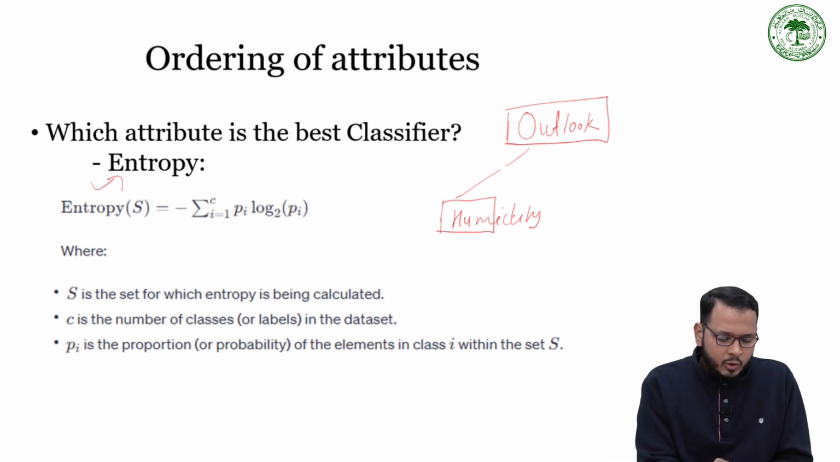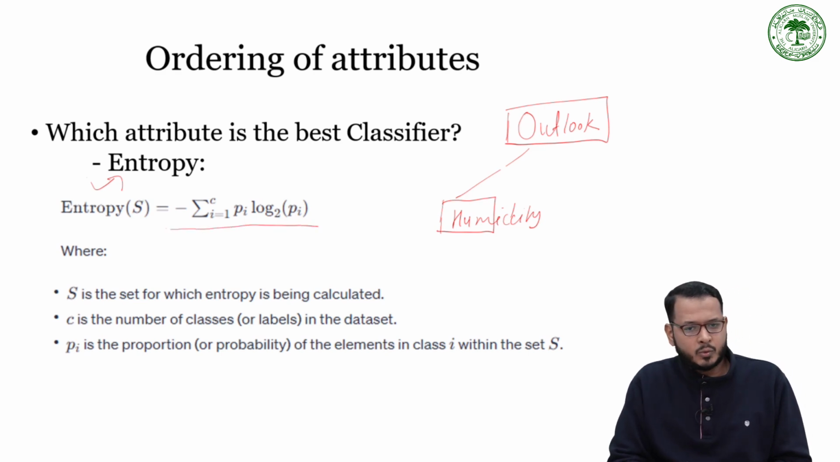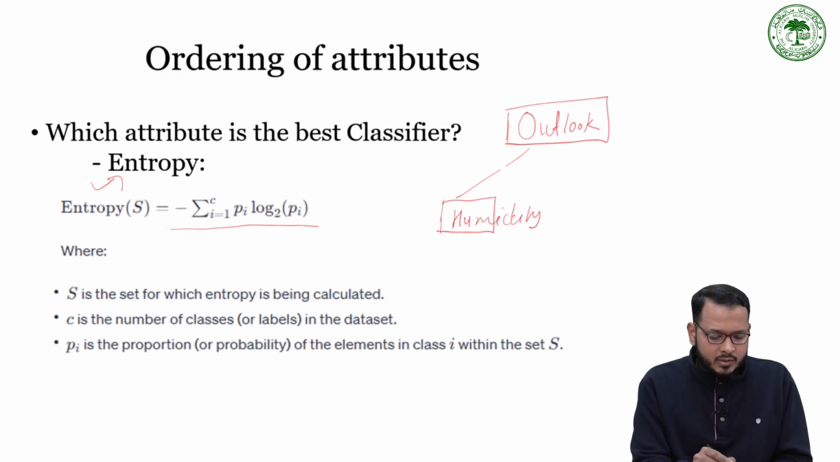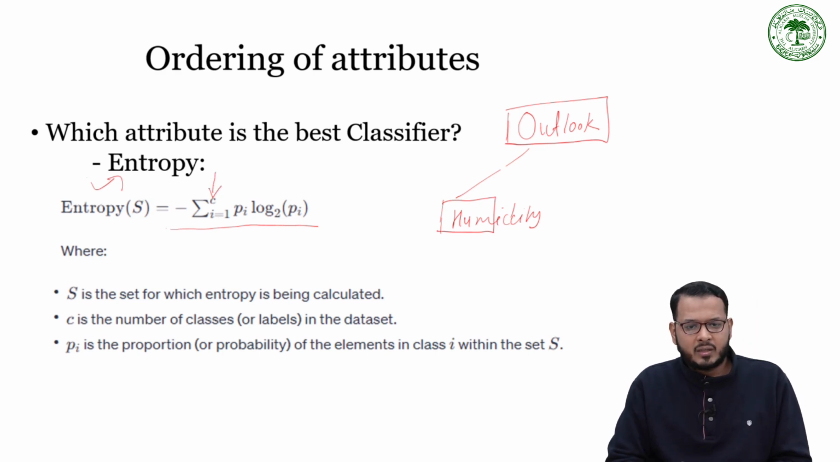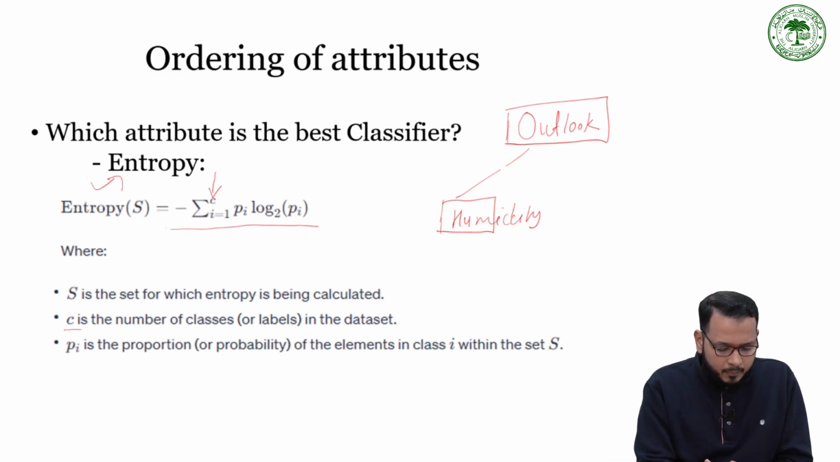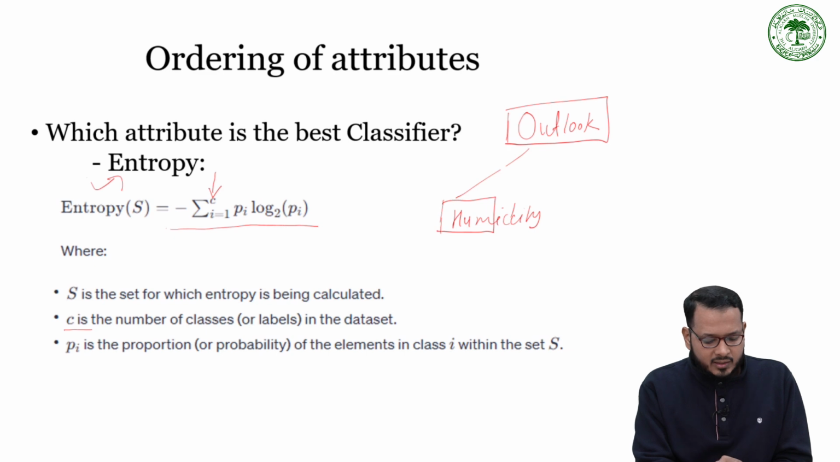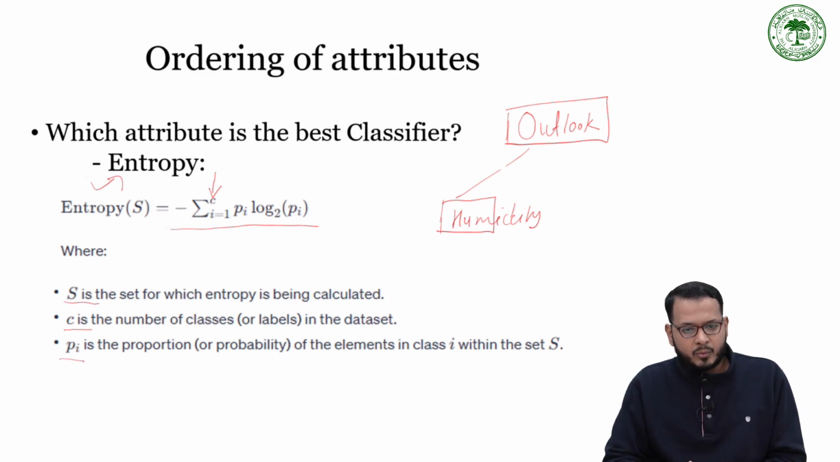The formula of entropy is given like this: summation of pi log 2 pi over all the classes. So C here represents the number of classes or labels in the data set. S is the set for which we want to calculate the entropy, and pi is the proportion or probability of elements in class i within the set S.